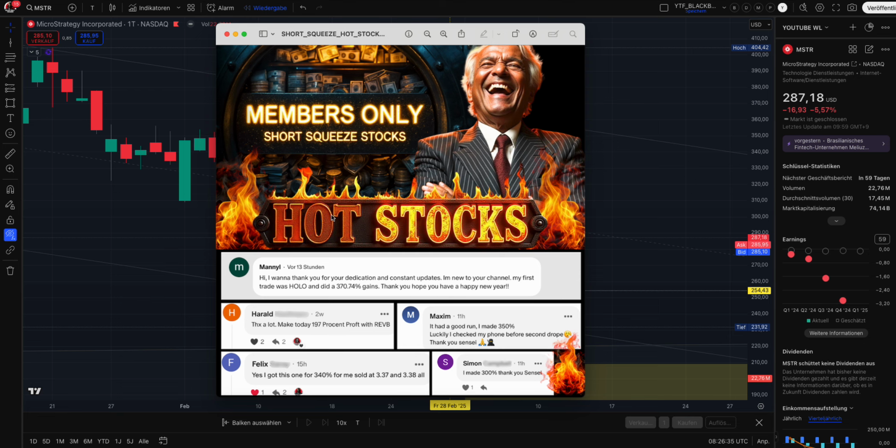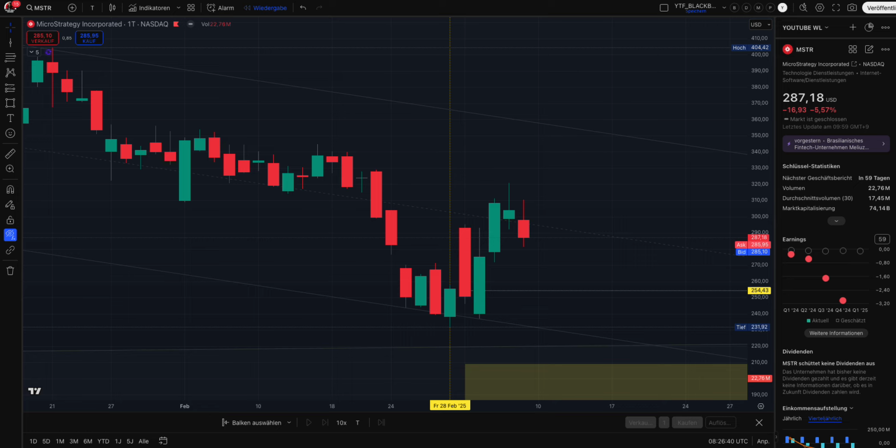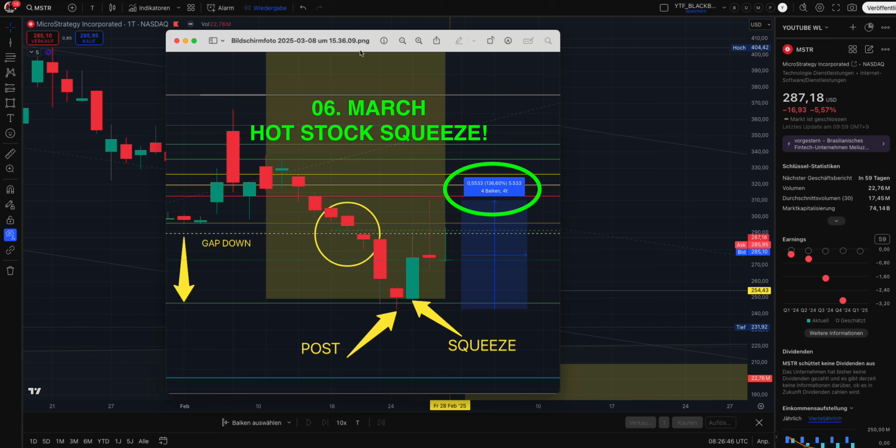I cannot give you any guarantee, but we had a lot of squeezes in the market, and even the market is bearish right now. The month of March is a bearish month. That doesn't mean that we cannot see short squeezes, which is confirmed by this 136% squeeze.